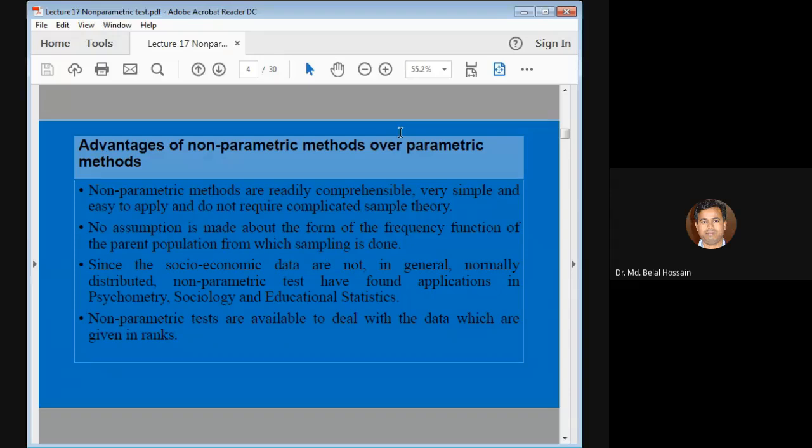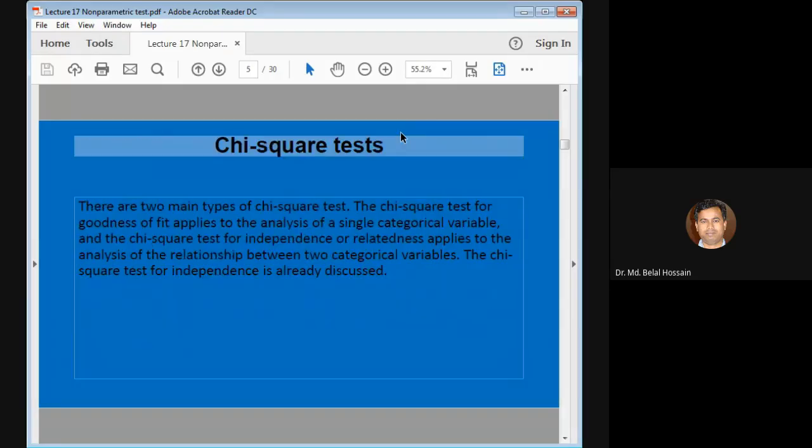Non-parametric tests are available to deal with data which are given in ranks. So in general, for qualitative data we have to use these non-parametric tests. One of the non-parametric tests is the chi-square test. It is a bit different from the chi-square test we studied.